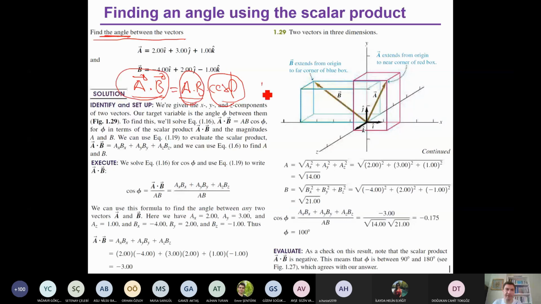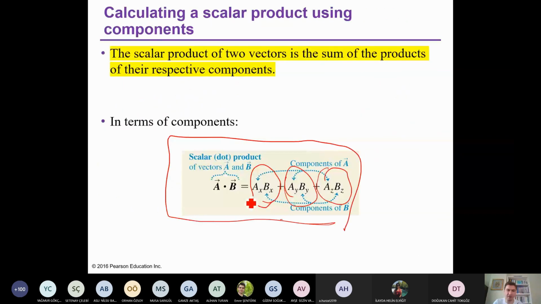So here, look at the equation. Cosine phi, if you take cosine phi here, you will get scalar product of A and B vectors over A times B, magnitude of the A and B vectors. So this scalar product can be written like this. AX times BX plus AY times BY plus AZ times BZ. Okay, just take this one and put it there.